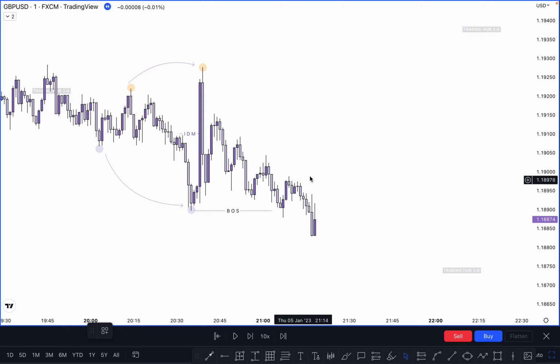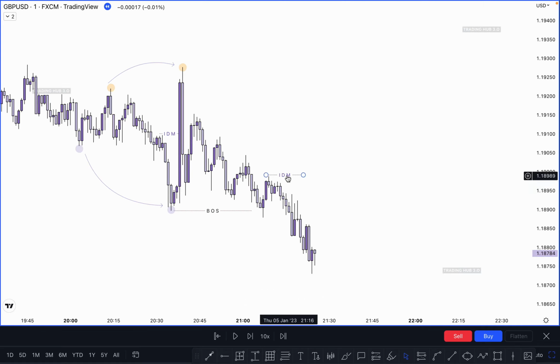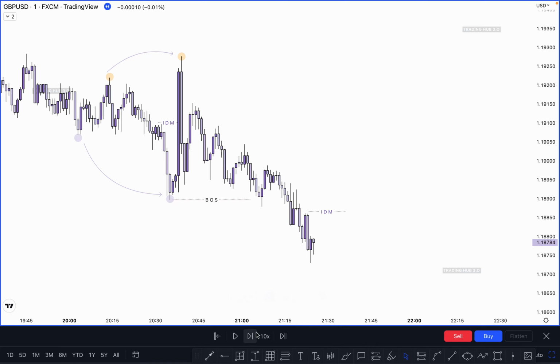And where is our pullback? First pullback, where is our pullback in this leg? This one, right? Because this one is our valid pullback to confirm a lower low. Okay, so let's see what happened next here. In this case, the market creates a new inducement at this point here. Okay, let's see what happened next here.